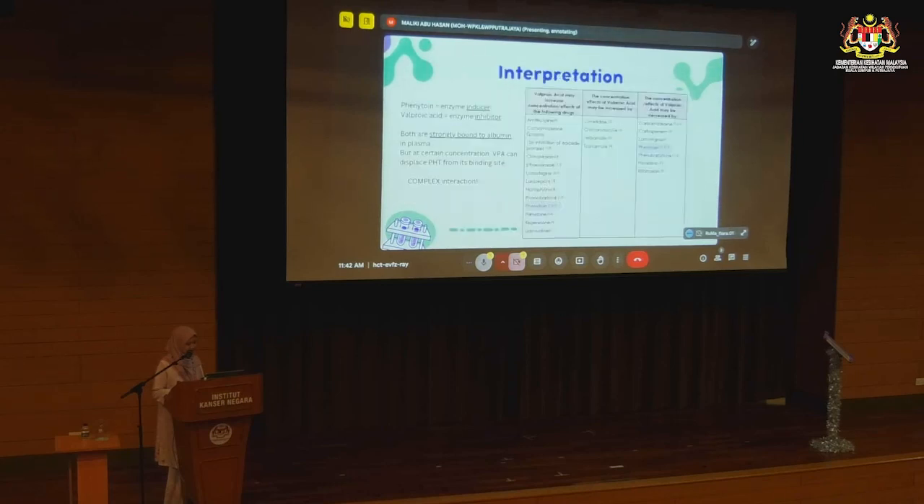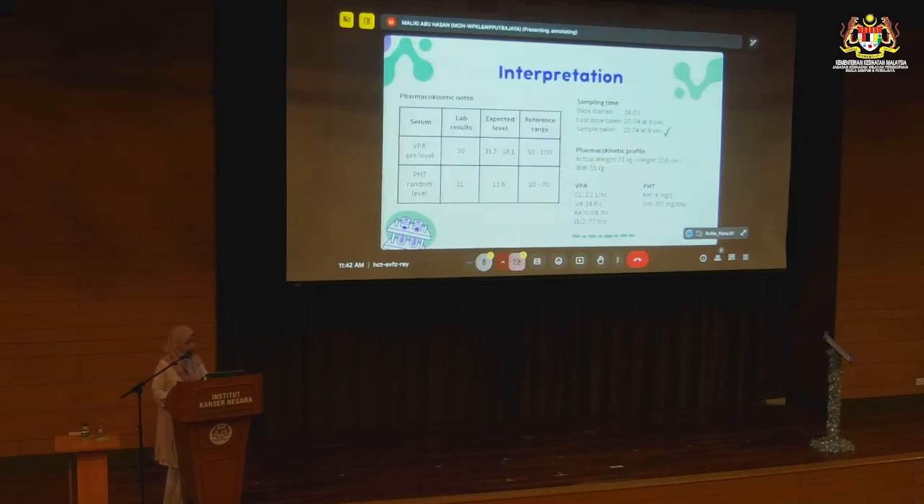Okay, so this is the pharmacokinetic note that you get from the pharmacist. Expected level, again, if you want to determine compliance, we have to calculate the expected level. So valproate level is 30, expected level is between 31 to 38. And then the phenytoin level, 11 from the lab, and expected level from calculation is 13.6. These are the reference ranges. So if you can see here, clear cut, phenytoin is already within range. However you see it, it's okay. But valproate here, something is wrong.